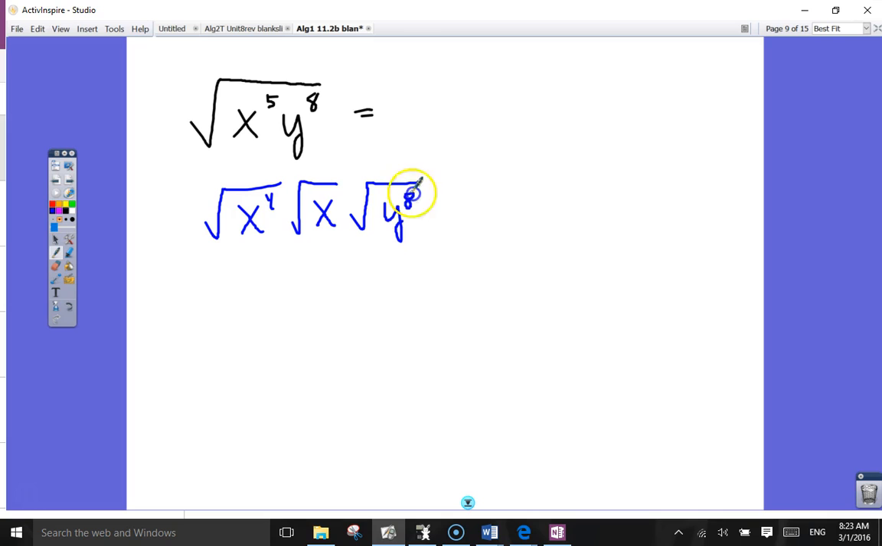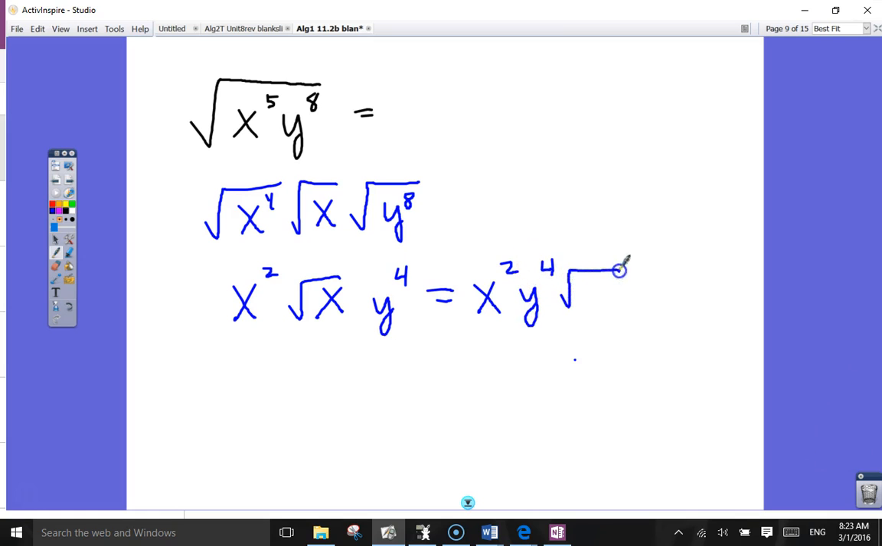That should all simplify, right? What's the square root of x to the 4th? X squared. Okay. And what's the square root of y to the 8th? Y to the 4th, right? 8 divided by 2, 4. Okay, and then the square root of x you can't simplify. But again, you should write it with what's outside the radical all going in front of the radical. Done.